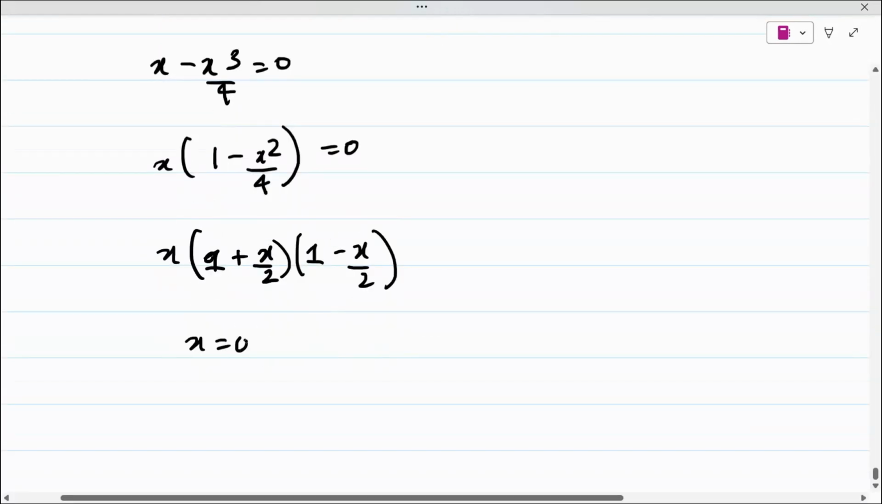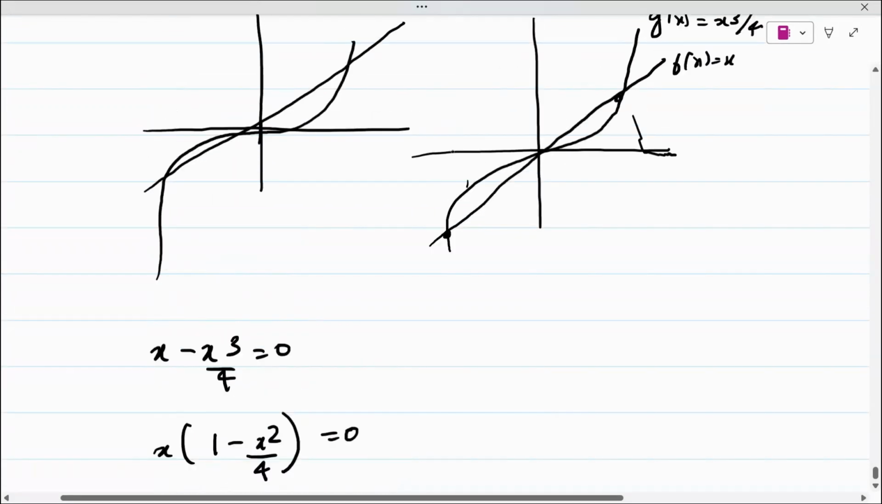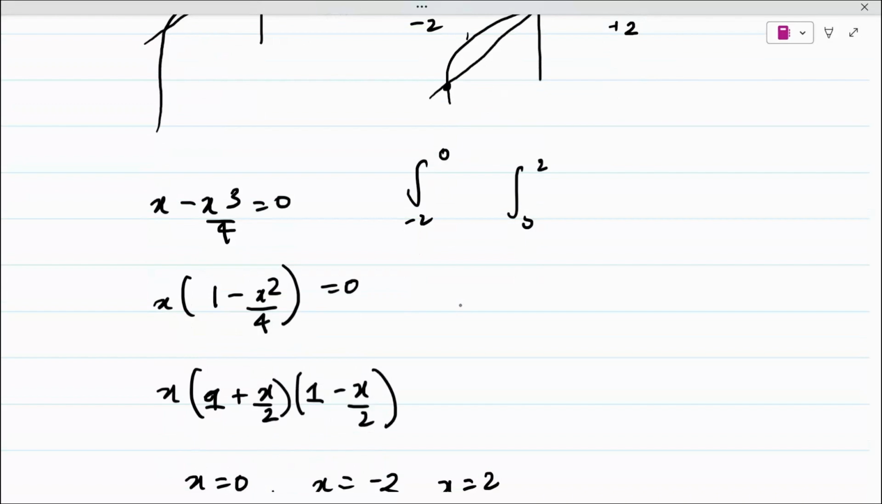So x is equal to 0. That's one point where the area is 0. And x is equal to minus 2, and x is equal to 2. So we come back. So it is minus 2 to 0 and then 0 to 2. But then our interval is minus 1.